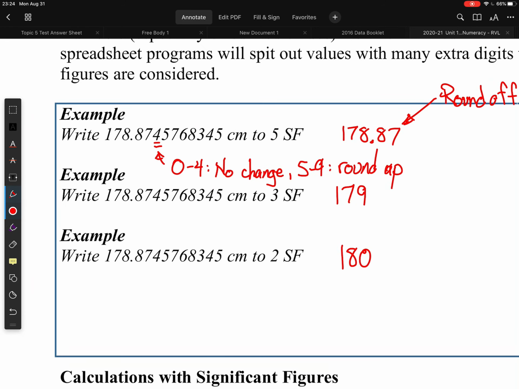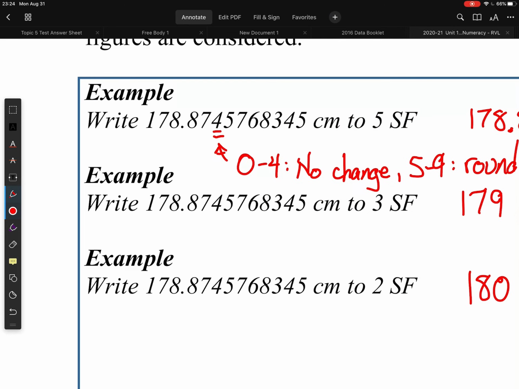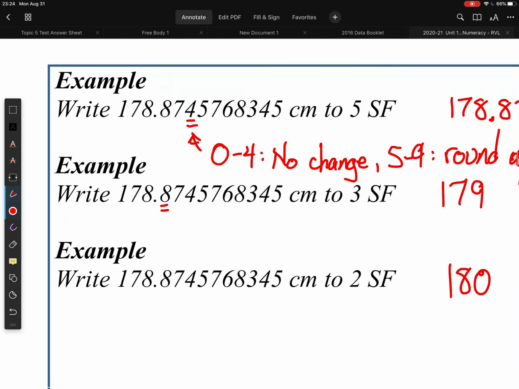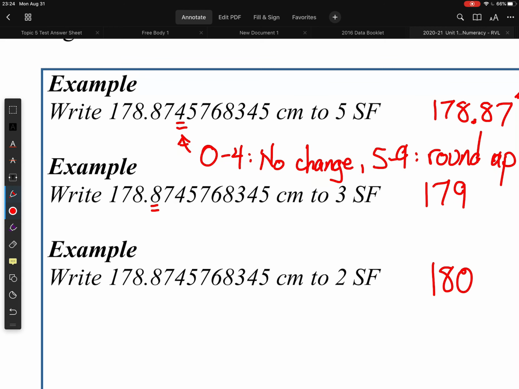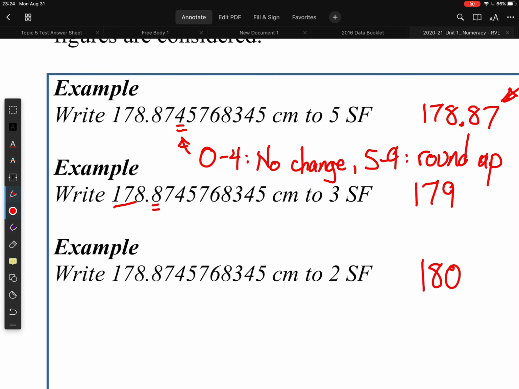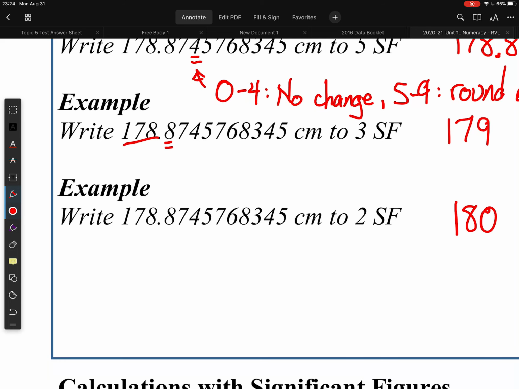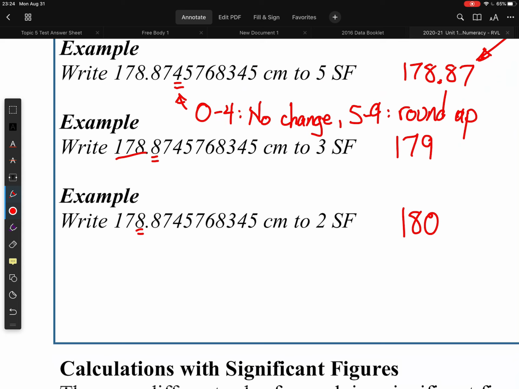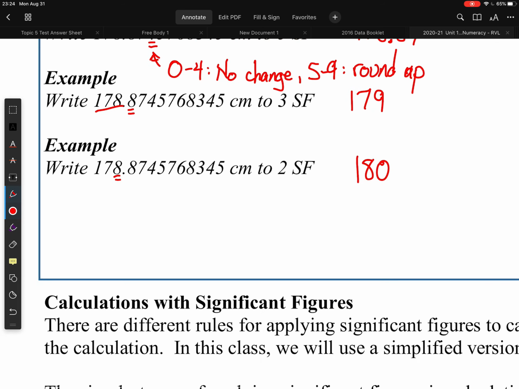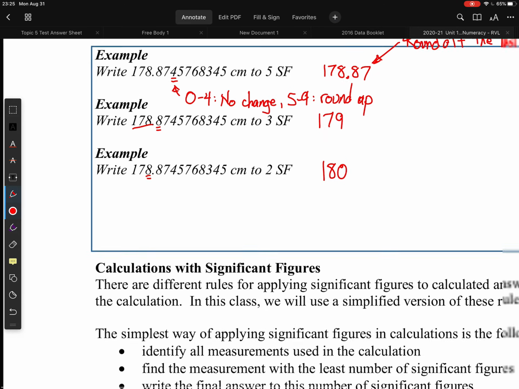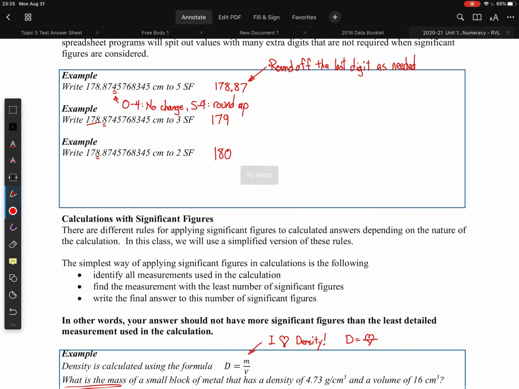Up. So in the case of three significant figures, we look to the fourth digit here, and we find that it's between 5 and 9, and that means we round up 178 to 179. Similarly, for two significant figures, we look at the third possible significant figure. Again, that is between 5 and 9, so we round the preceding number up to an 8, and that gives us 180.